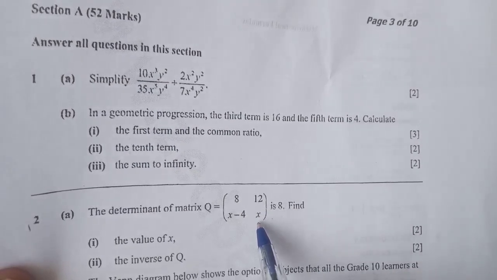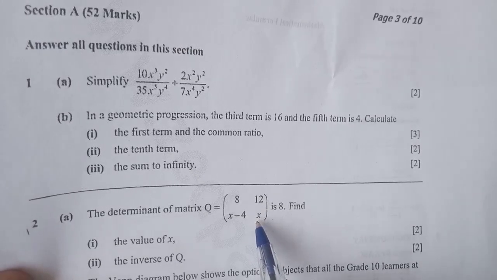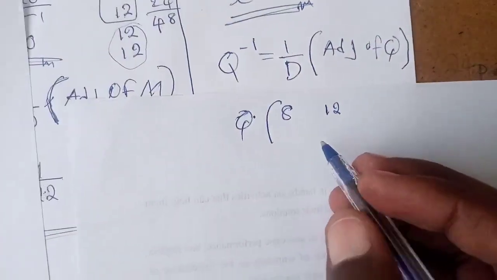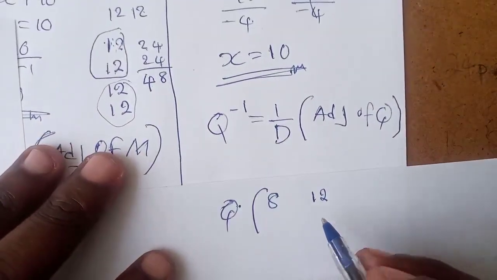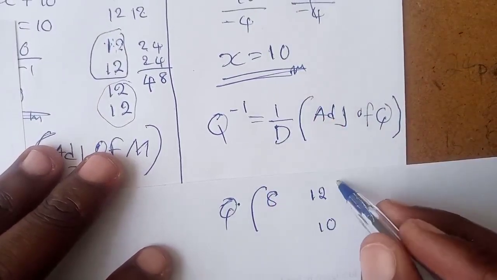So we need to replace it. We need to replace x with the value of x that we had found. What was the value of x? So the value of x, we said that is what? The value of x is what? Is 10. So we are going to put 10 here, like that.